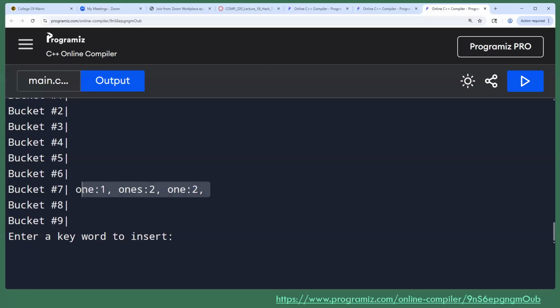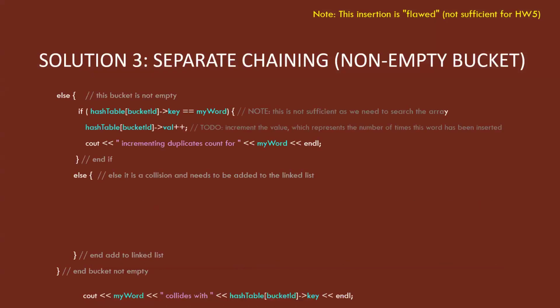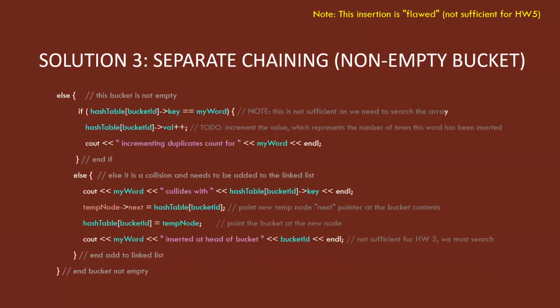We're just trying to get you familiar with the structure of this so homework 5 isn't too much for you, okay? So here's the code here for reference. I think that's pretty much what I implemented there, okay? And as you can see, it says this is flawed, right? Not sufficient for homework 5. We're going to have to traverse that linked list and make sure there's no duplicates in there, okay?